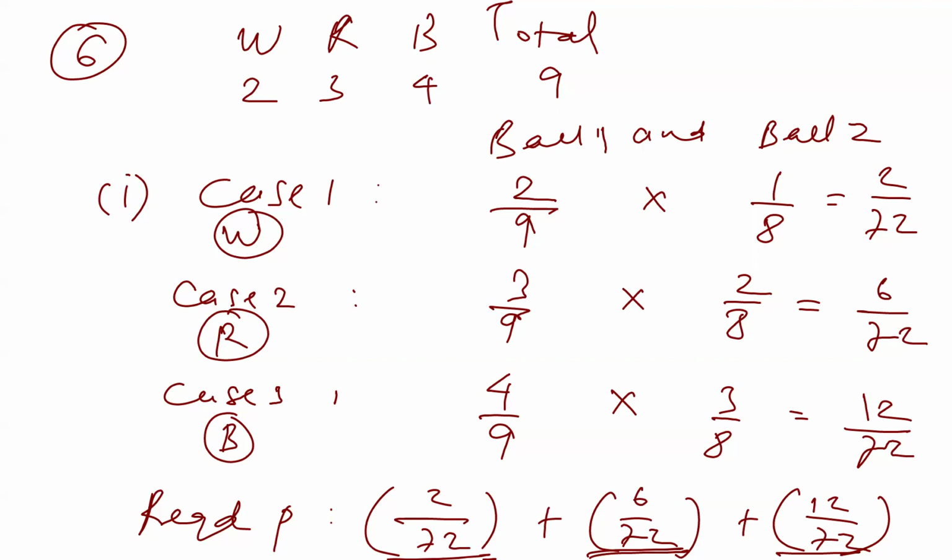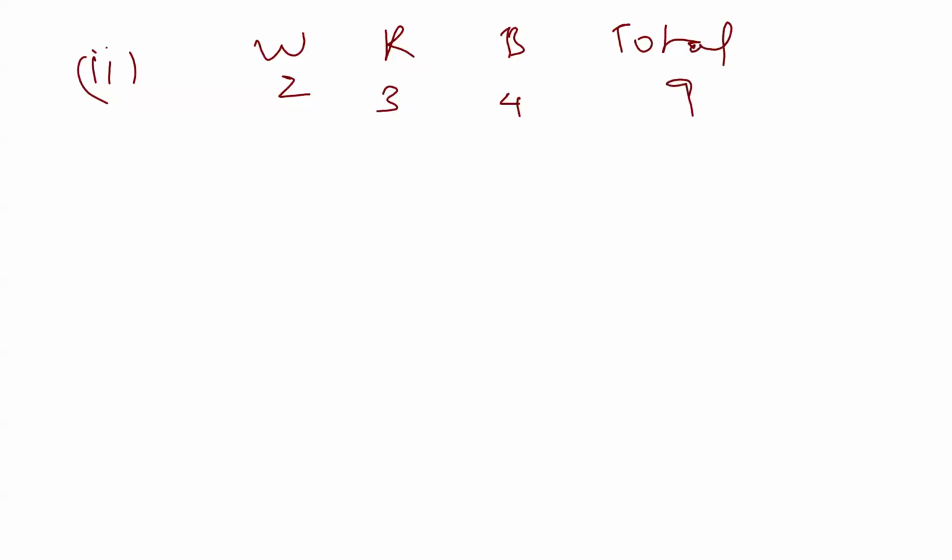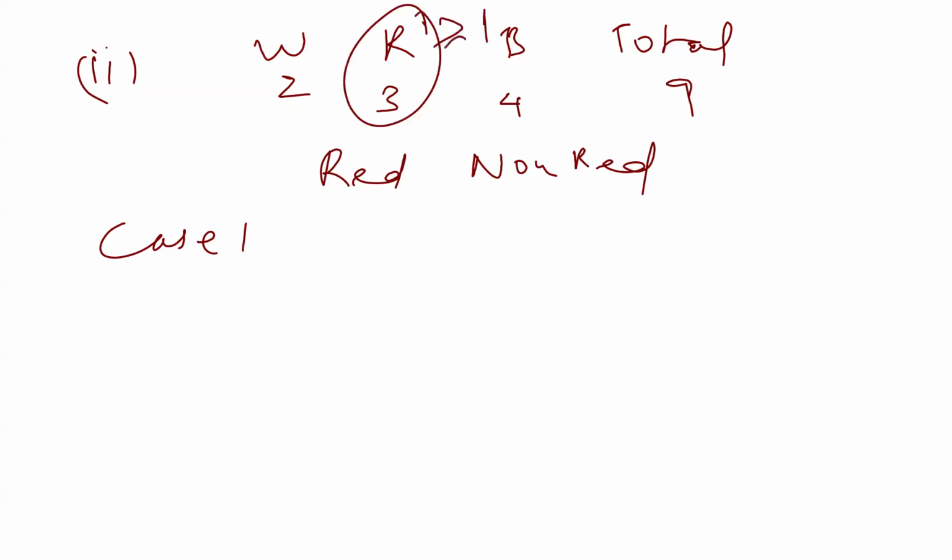Second part of the problem. Again I'm going to write: there are two white balls, three red balls, and four black balls. The total balls are six. Sorry, the total balls are nine. They are asking the probability of getting at least one red ball. So case one, red, non-red. This should be at least one. So one red and two non-red, sorry, one red and one non-red, because we are drawing only two balls.